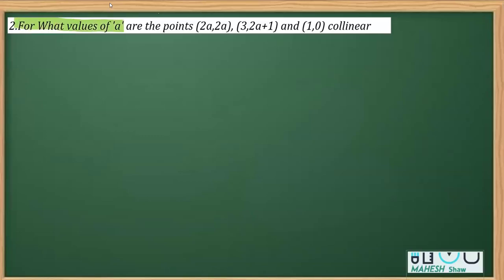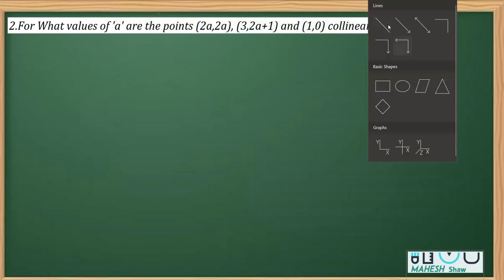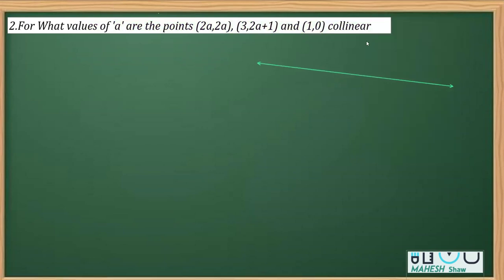Questions. Find the values of A. Values of A, that means we can have more than one value of A for the points being collinear. You know that 3 points are said to be collinear when they lie on the same line. Let's say I mark them A, B, and C. These 3 points will be collinear if they lie on the same line.